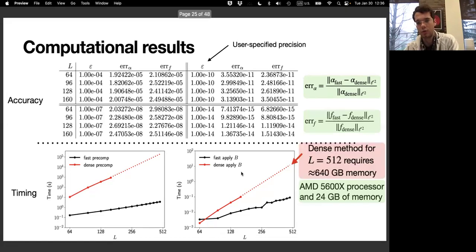Okay, just for fun, we looked at numbers, and if we did it correctly, if we wanted to do this dense method and generate this entire matrix for a 512 by 512 image, we would need roughly 640 gigs of memory. So 512 by 512, that's not a terribly big image, and already there, the memory blows up.